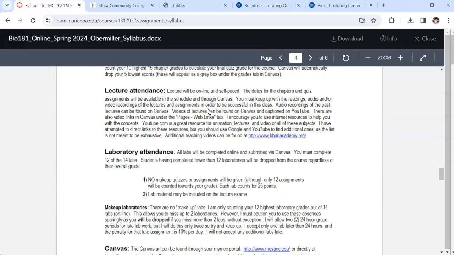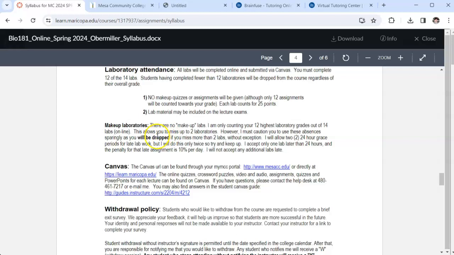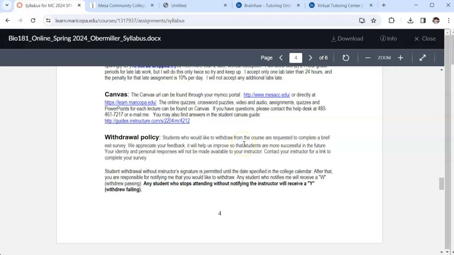Internet quizzes, laboratory attendance. So lab is an important part of this class. I expect you to turn in all your labs. You're allowed to miss two labs without penalty. If you miss three labs, I'm going to give you a warning. And if you miss four labs, I'm going to drop you, without exception. So there are no makeup labs. And it says right here, you will be dropped if you miss more than two labs without exception.